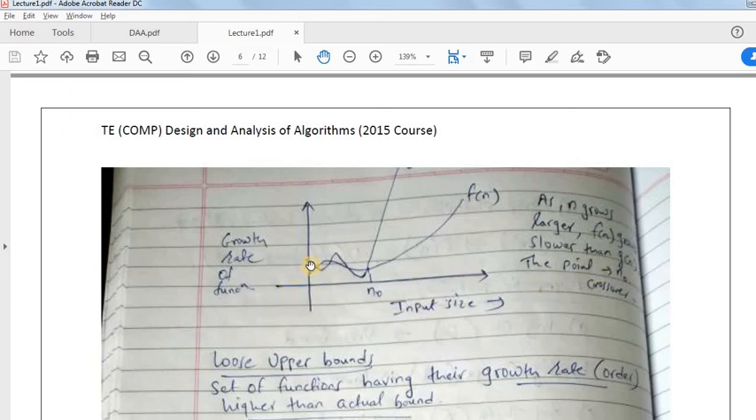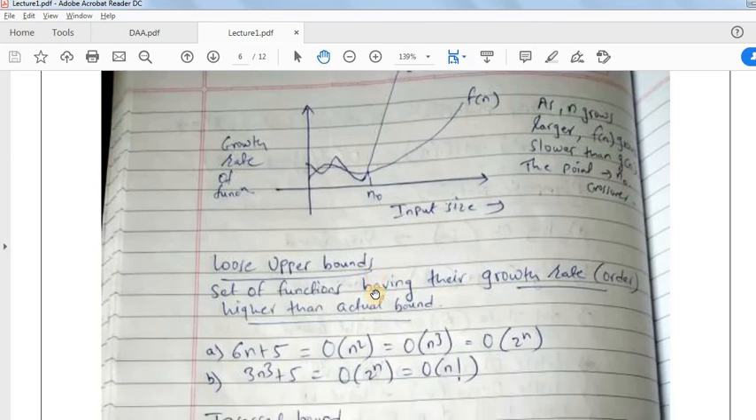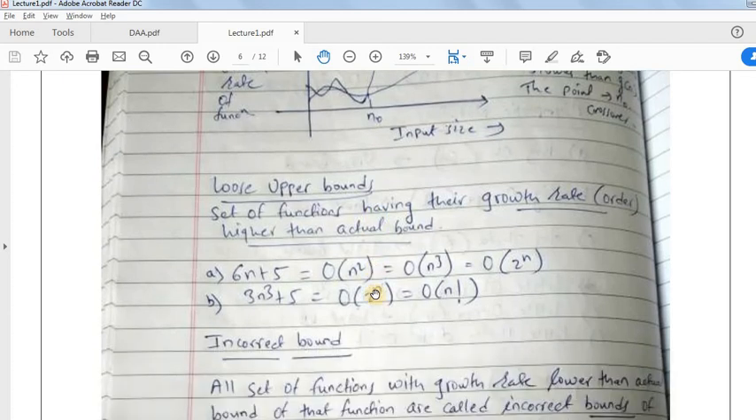You could observe these two functions are crossing over at several points, but beyond this point there is no crossing over, and that point is the starting initial value of input which is used in deciding the final upper bound of our algorithm. So what do we mean by loose upper bound and tight upper bound? Let's see. Generally a tight upper bound will be equal to a particular function, while a loose upper bound will always be more than a particular function or particular efficiency class.